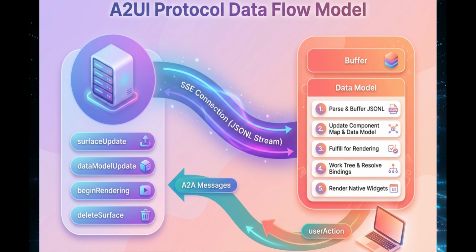Once the client receives this message from the agent, it parses the JSON object and creates the component tree based on the surface update and the data model update. Once it is ready, the UI is presented to the user, and once the user interacts with that interface, for example, clicks on the button, the client sends a response back to the server, and then the server again updates all these four components and sends them back to the client for re-rendering.